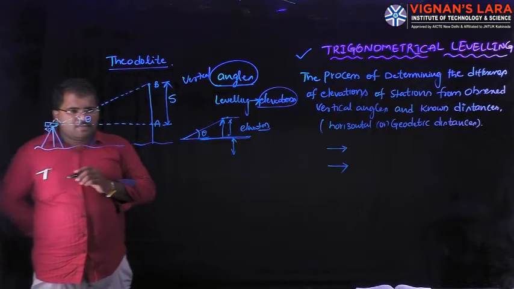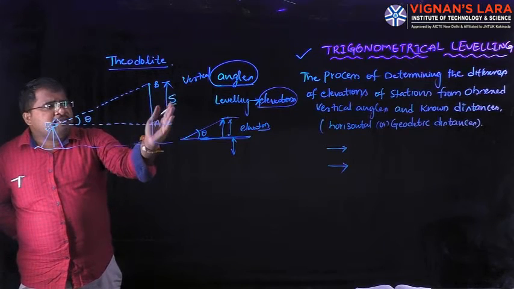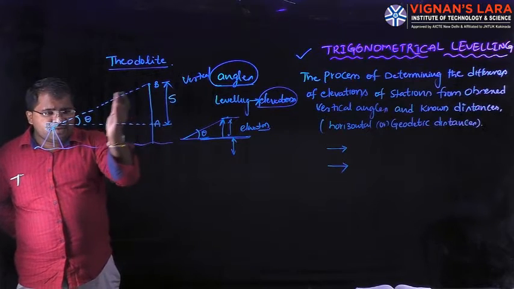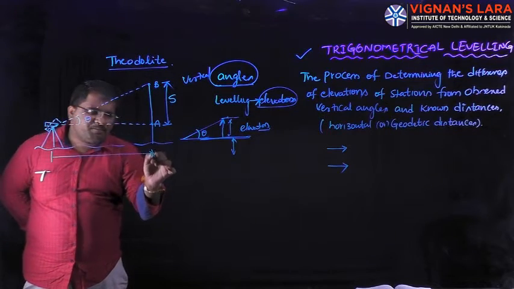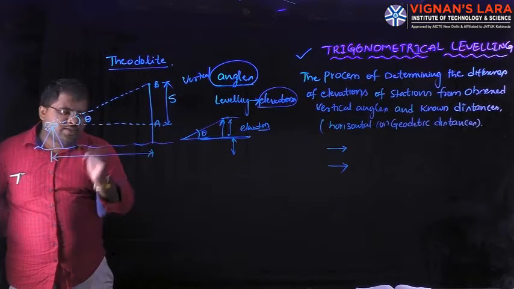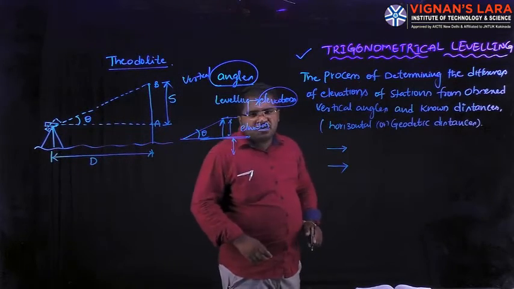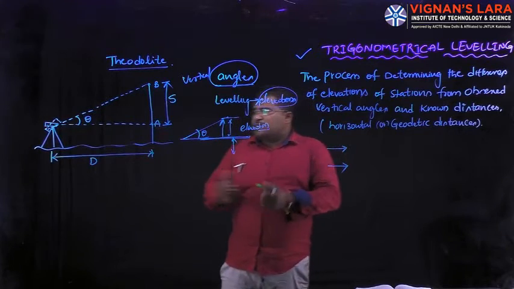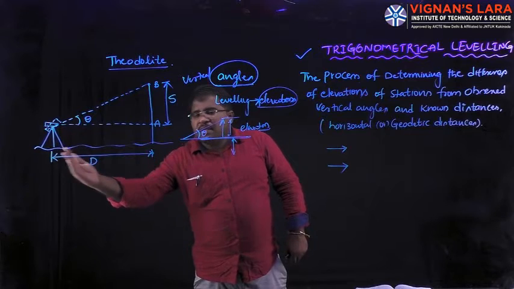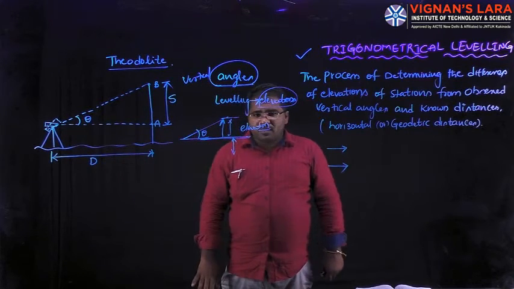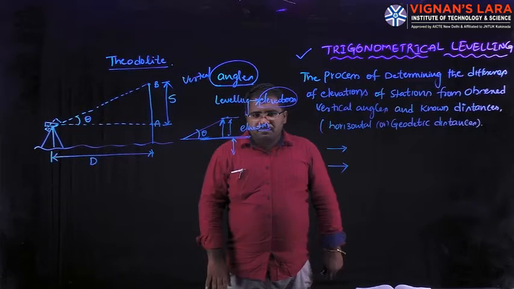Now here, what is my thing? The value of this elevation is going to be determined by using this angle theta and the horizontal distance from instrument to the station, right? So this horizontal distance can be measured with the help of tape or chain. Okay, for exact reading we are going to measure with the help of the tape.